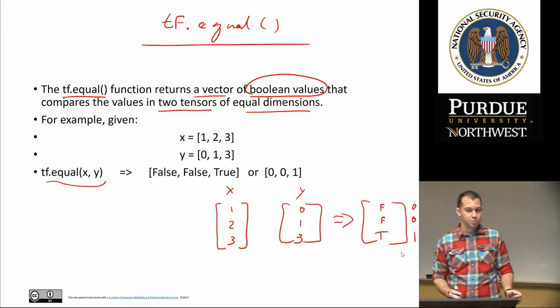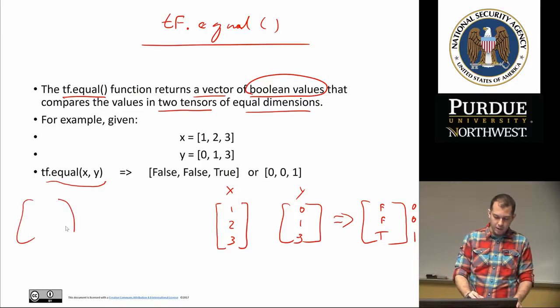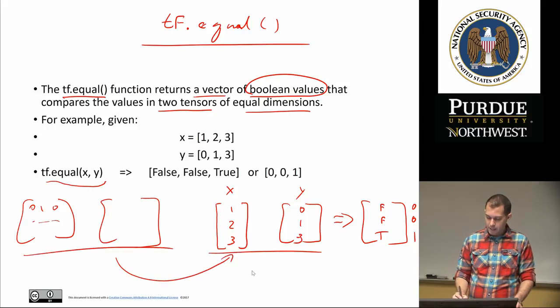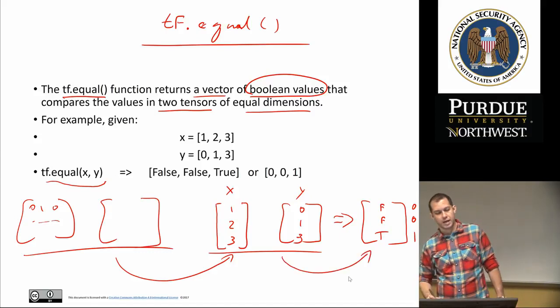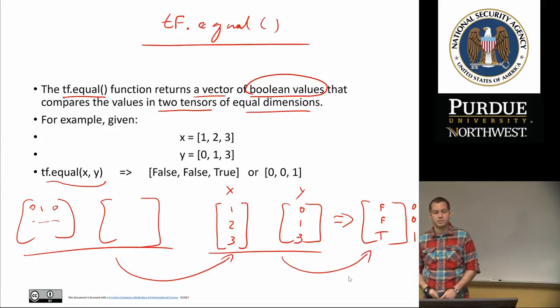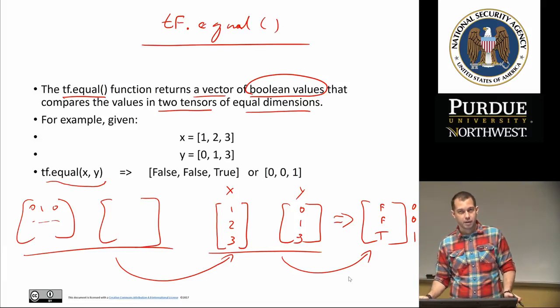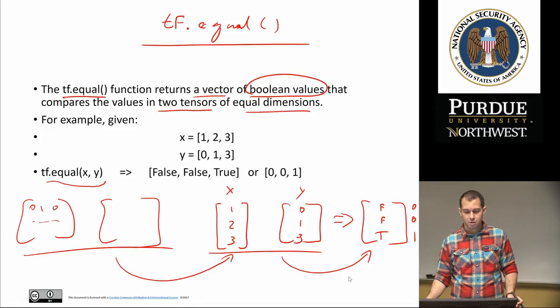We will be using this function. The process will be to take the one-hot encoded vectors, like 0, 1, 0, and convert them into something that looks like this. Once we have that, we use equal to produce that. That's basically the process of how to evaluate our predicted classes versus our real classes.